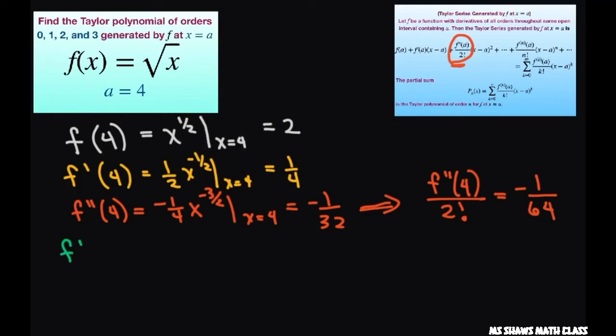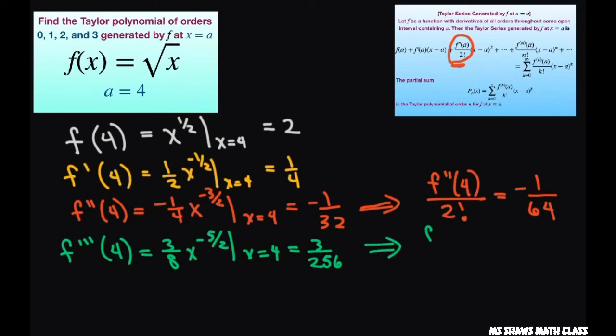So we have f triple prime of 4, that's going to be 3/8 x to the power -5/2. And at x equals 4, this is going to equal 3 divided by 256. Now again, this one is going to end up being f triple prime of 4 divided by 3 factorial. So basically we're dividing by 6. That's going to equal 1 divided by 512. All right, so there's that.